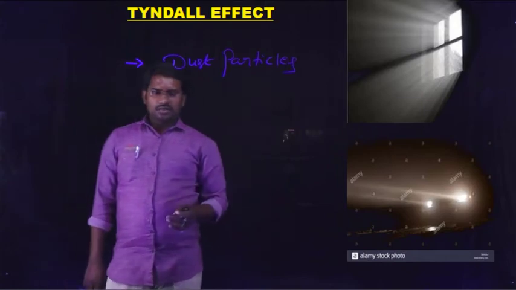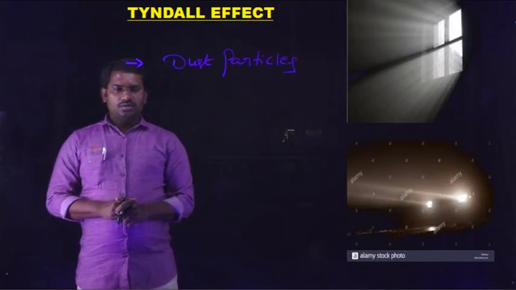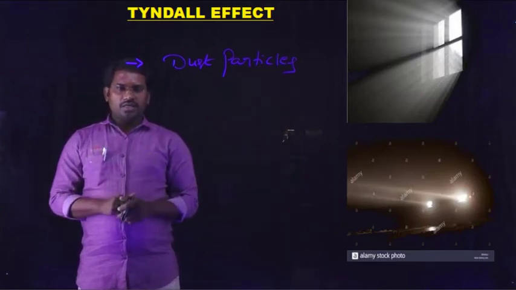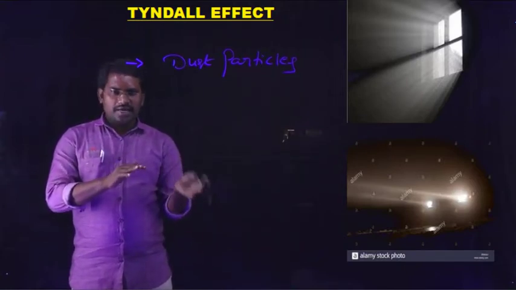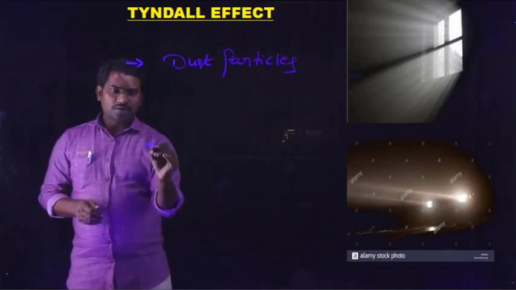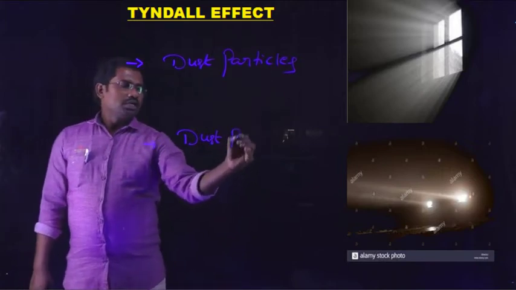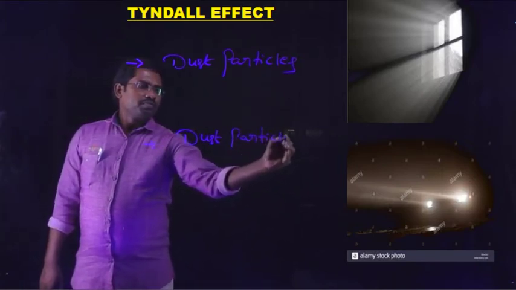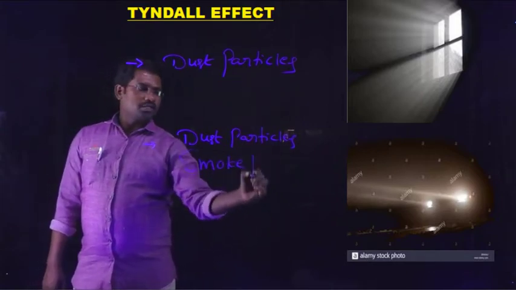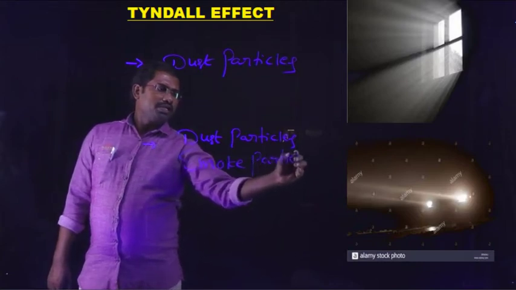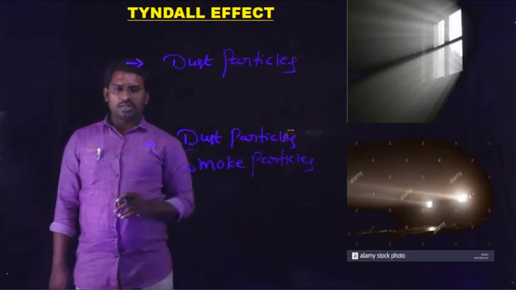Another live example is the projection of film in a theater. The projection of the film in a theater is also a live example of the Tyndall effect. The projection or scattering of the light is due to the presence of dust particles and smoke particles, which are present in the atmosphere of the theater. So these are the two live examples of the Tyndall effect.